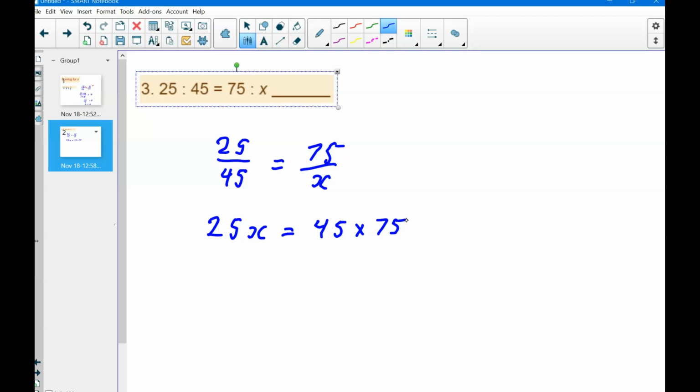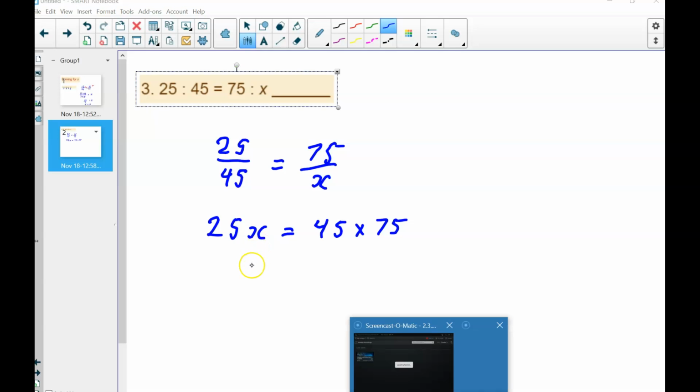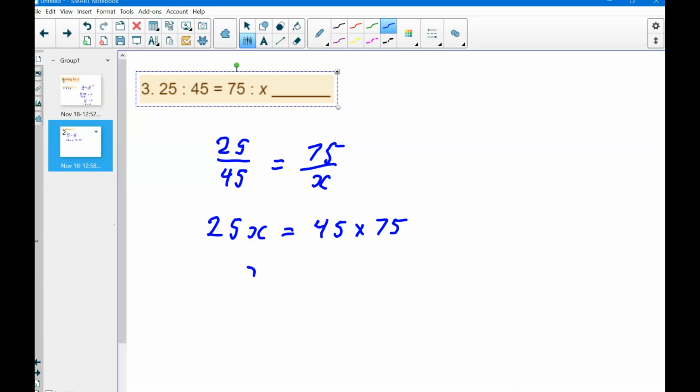So then I want to divide both sides by 25. So my x looks like this: x becomes equal to 45.